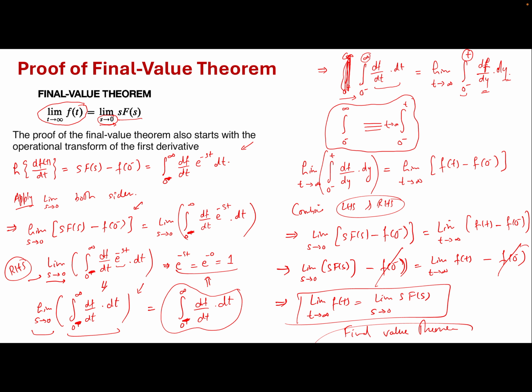We're going to apply this final value and the initial value theorem in the next part of this lecture, and we're going to do a circuit problem. But again, this is the derivation, and the final value theorem is only useful if f of infinity exists. And in order to make sure that f of infinity exists, we said that the poles should be on the left side of the S plane.